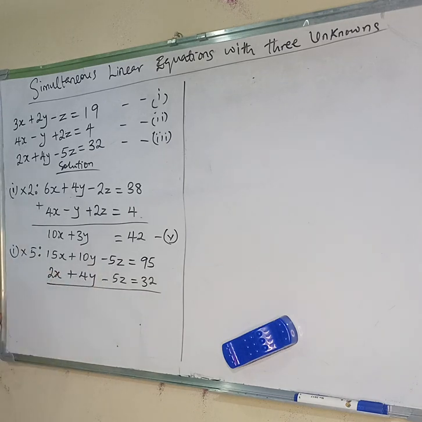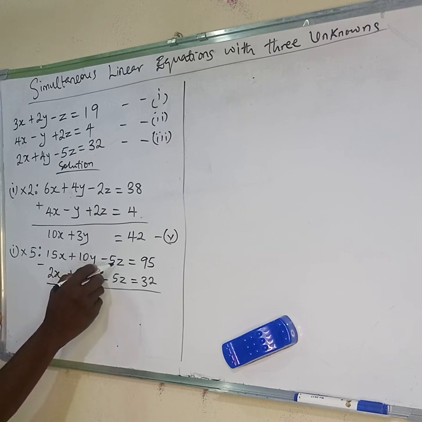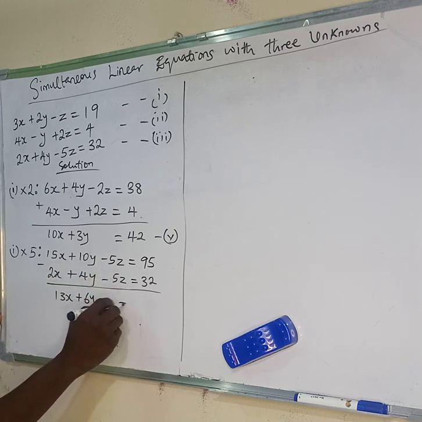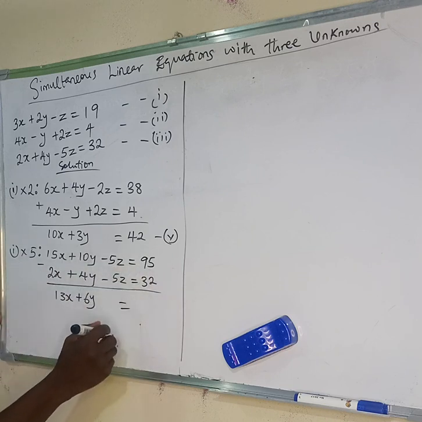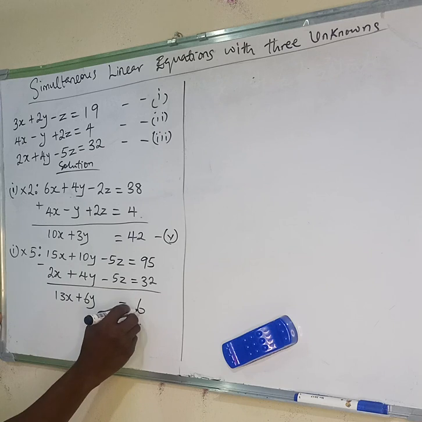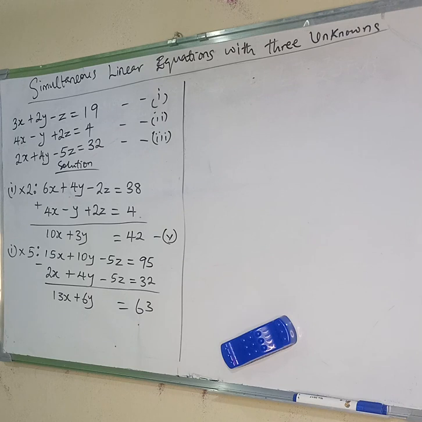For us to eliminate 5z, we have to add a sign that will enable it, and that sign is negative. 15x minus 2x gives us 13x. 10y minus 4y gives us plus 6y. Negative 5z minus minus is plus, so negative 5z plus 5z is 0. I'm going to leave the space for z vacant. Then 95 minus 32 gives us 63.